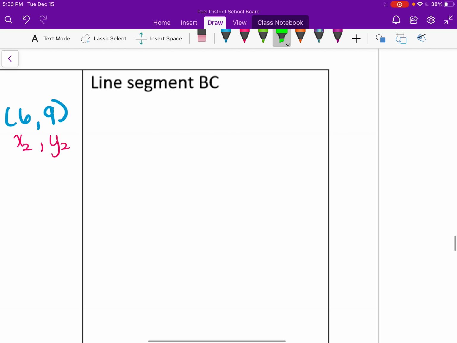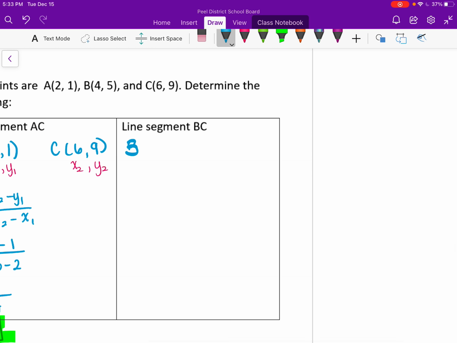I'm going to do the same thing for B and C. So try this one by yourself if you kind of figured out the pattern here. B is equal to 4 and 5. C is 6 and 9.